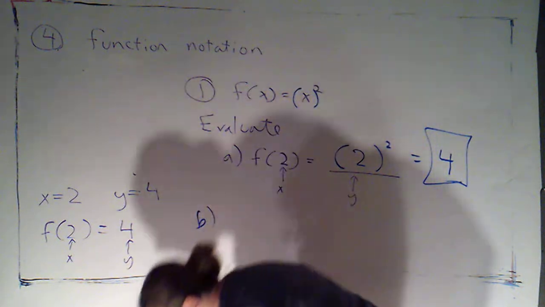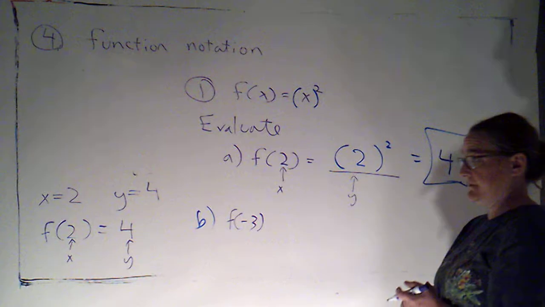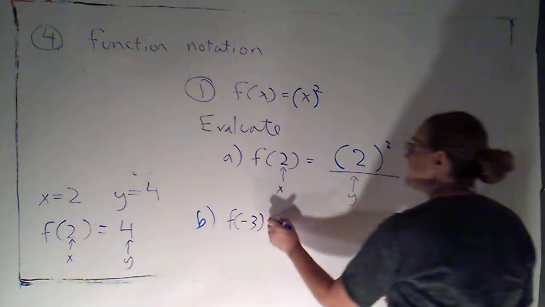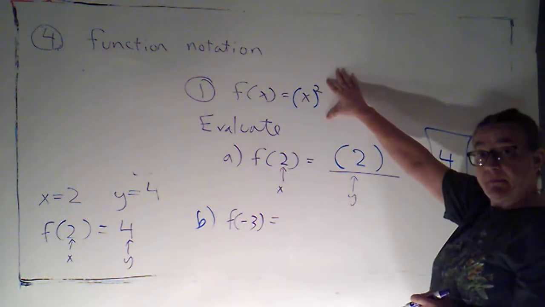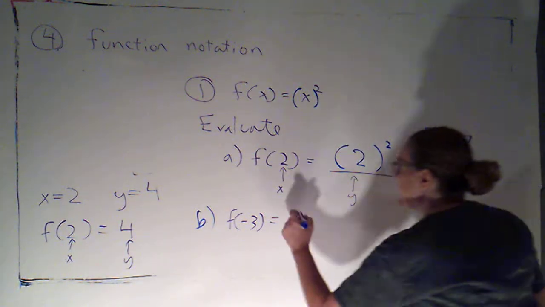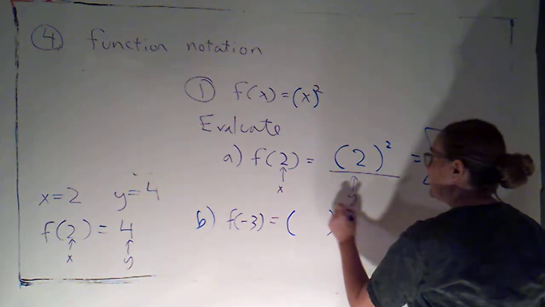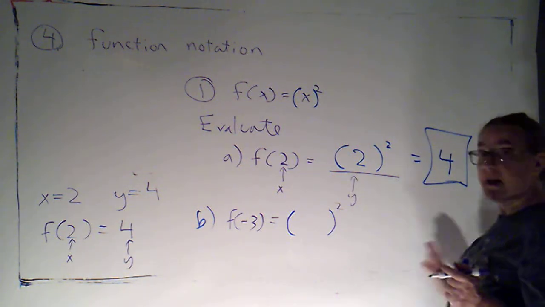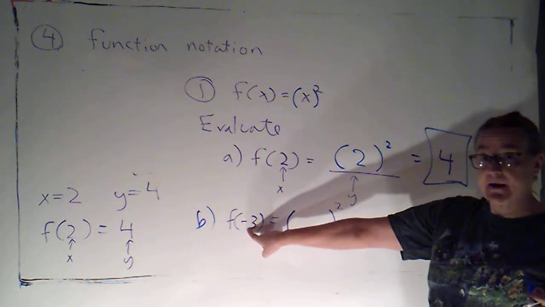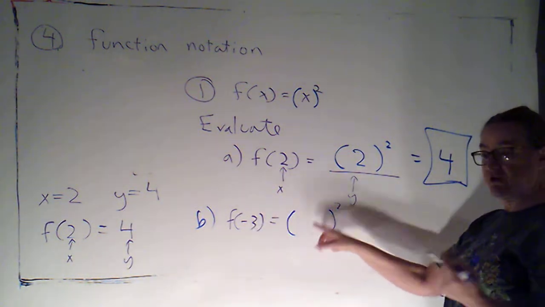Now, part B asks us to evaluate f of -3. So I'm going to do the same thing. I'm going to copy the formula for the function, but instead of writing x, I'm just going to put some empty parentheses as a placeholder for my input.